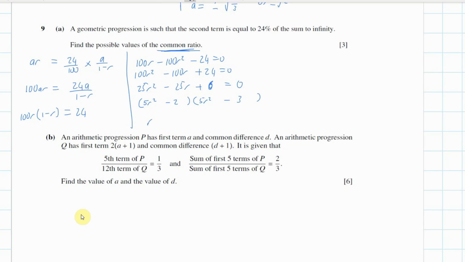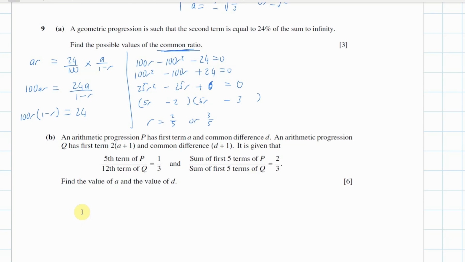So we get R is equal to 2. Oops, not R squared. Just doing what I did for the previous question. Okay, so R is equal to 2/5 or 3/5, the two possible values for the common ratio there.